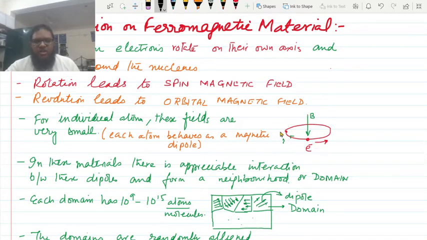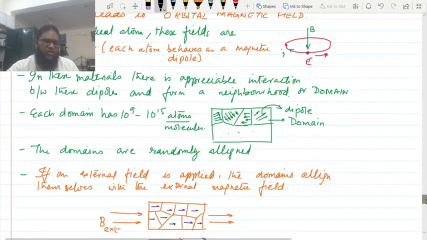And for each atom, if you see over here, the electron is moving in this direction, for example, so the current we can say is in the opposite direction. And if we use the right hand thumb rule, the magnetic field will be in the downward direction. So the north will be on this side, the south will be on this side, and each atom will behave as a dipole. Why ferromagnetic materials behave like this is much more understandable if we know quantum physics, and we are not going into that much detail.